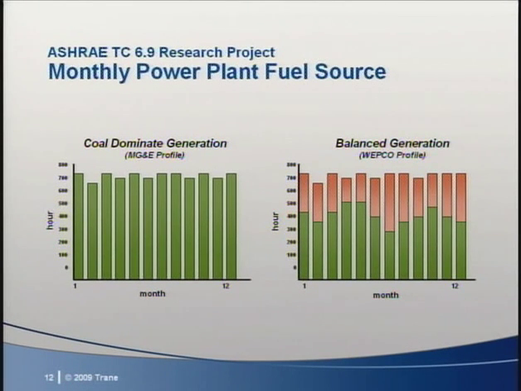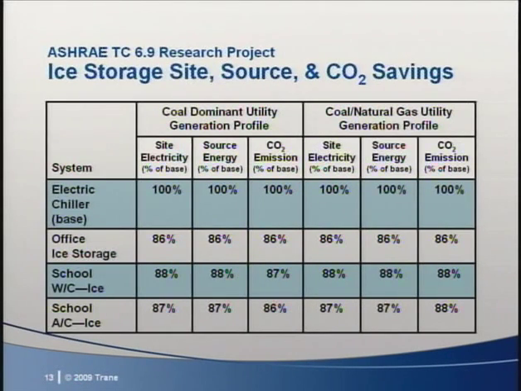One utility using primarily coal to generate power, and one with a more balanced generation portfolio of coal and natural gas. The data in this table, summarized from the ASHRAE report, shows the impact on site energy, source energy, and CO2 emissions for a standard chilled water system versus a partial storage system.